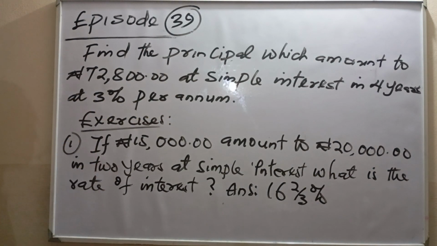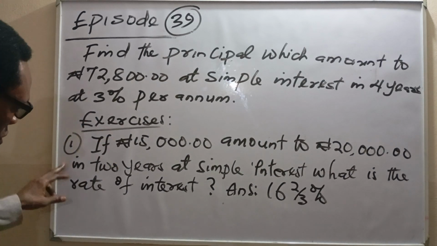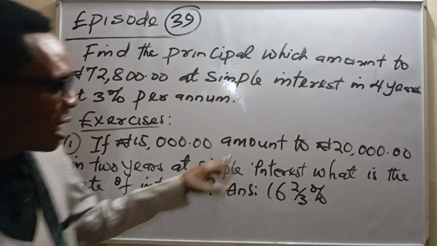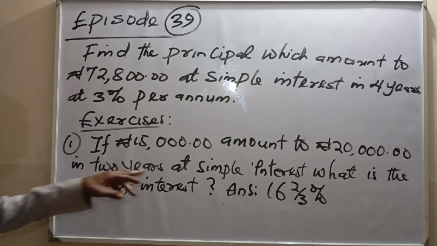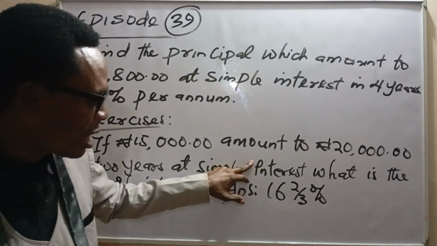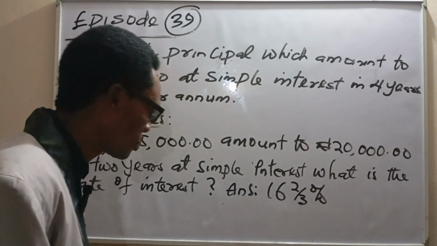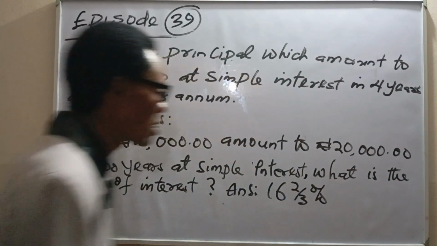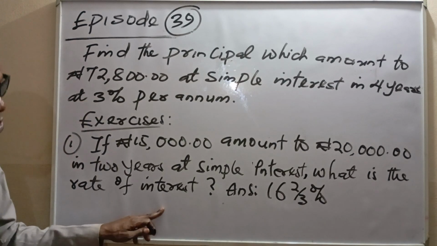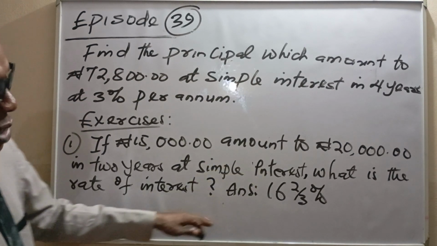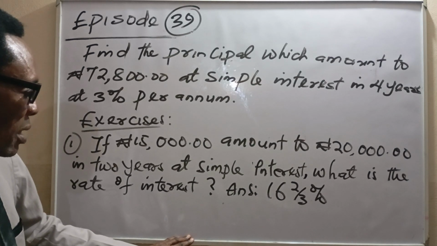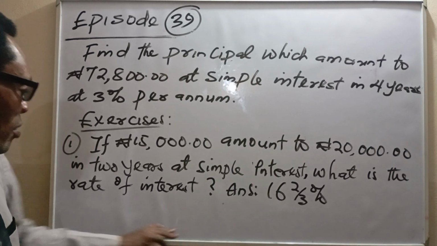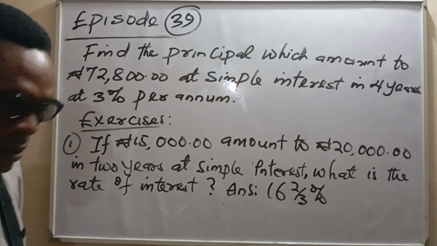So the exercise, this is the exercise you have to do. Question 1: if 15,000 naira amounts to 20,000 naira in 2 years at simple interest, what is the rate of interest? So here you are asked to calculate the rate of interest. That is just it.